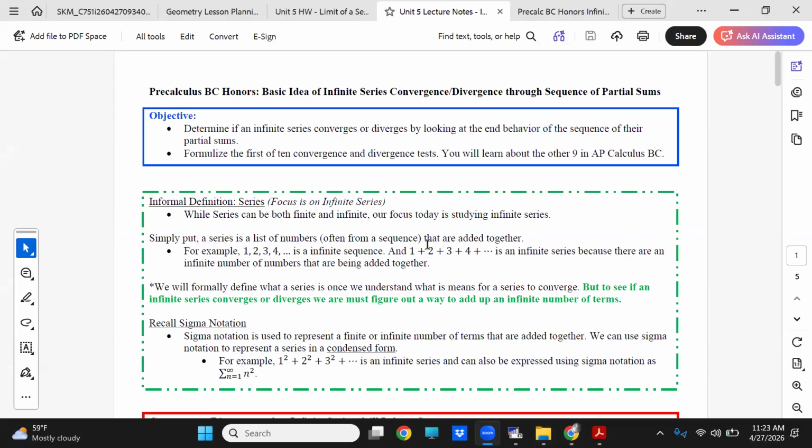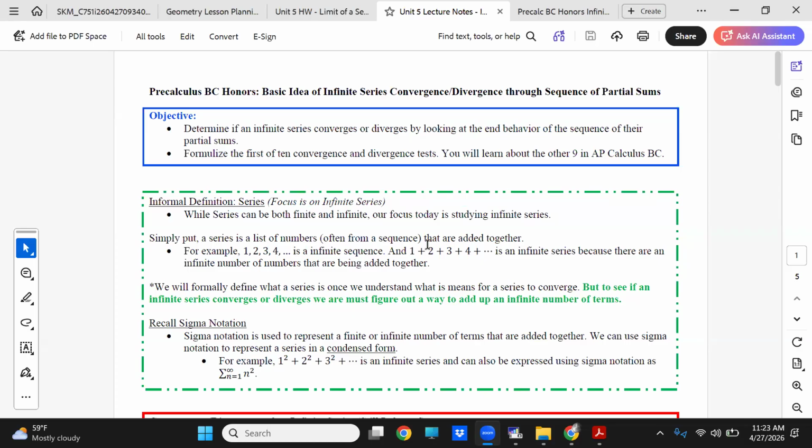So the basic idea of infinite series convergence and divergence is a sequence of partial sums. We call it partial sums because we're not looking at the whole sequence of terms, just a certain part of it, right? First, I'll determine if an infinite series converges or diverges by looking at the end behavior of the sequence of their partial sums. So we're going to break it down into smaller sums. Formalize the first of 10 convergence and divergence tests, along with the other 9, in AP Calculus BC.